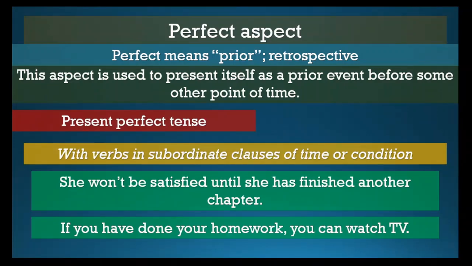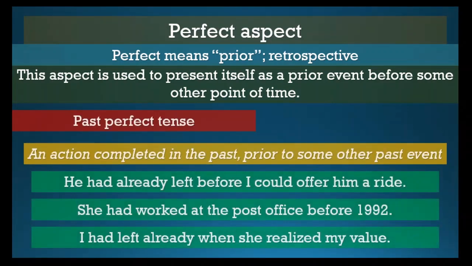Now, let's move on to the meaning and uses of the past perfect tense. Number one, this tense aspect allows the speakers to talk of an action completed in the past prior to some other past event. Basically, this tells us that there are two past actions in the past perfect. The past perfect is the action that happened before the simple past action.